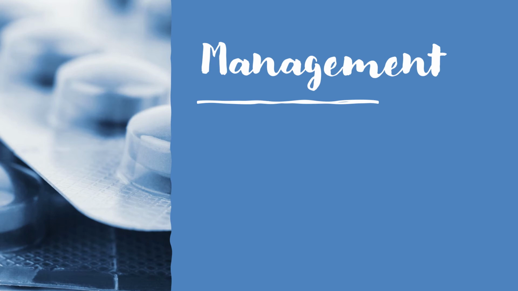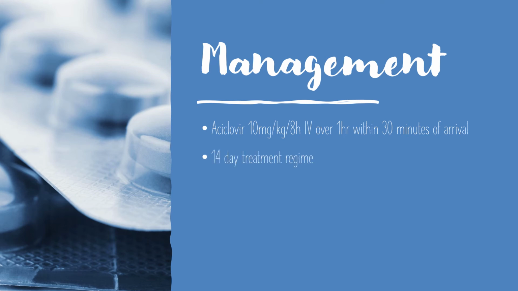The first thing you need to do is give acyclovir stat, so that's within 30 minutes of the patient arriving at hospital. And you give them 10 mg per kilogram per 8 hours via IV over 1 hour. You want to do this for 14 days or 21 days if they're immunosuppressed. You might want to consider specific therapies depending on the pathogen as well. You give some supportive therapy and symptomatic treatment too. So for instance, if they're seizing, you give phenytoin.